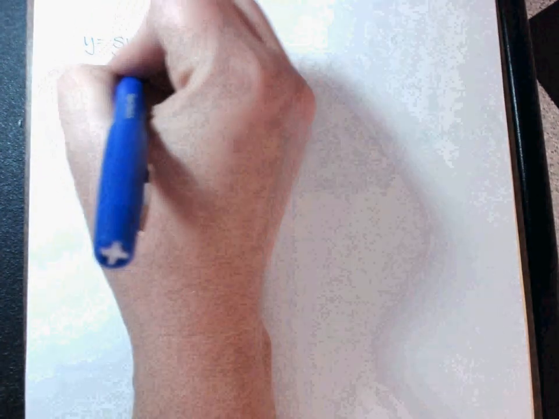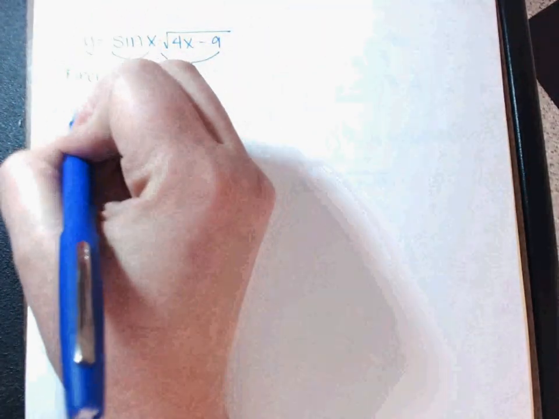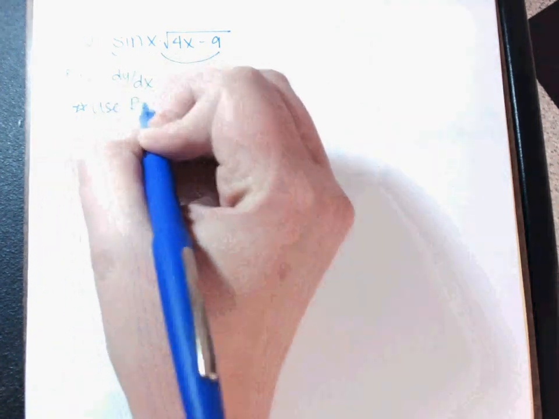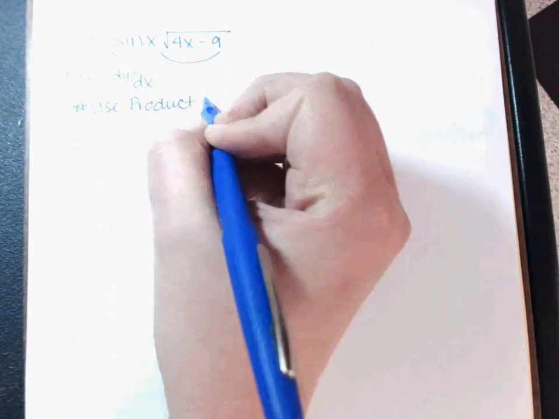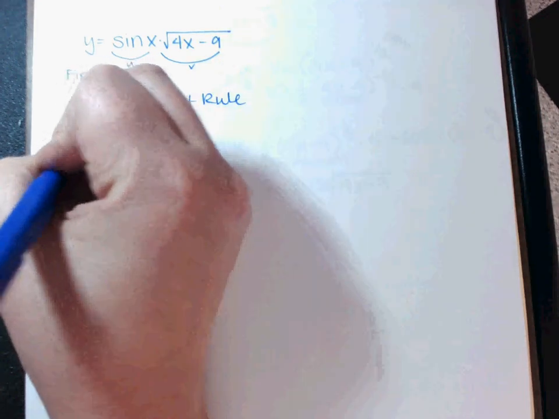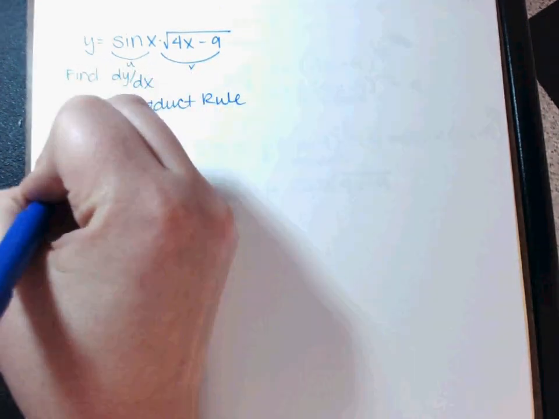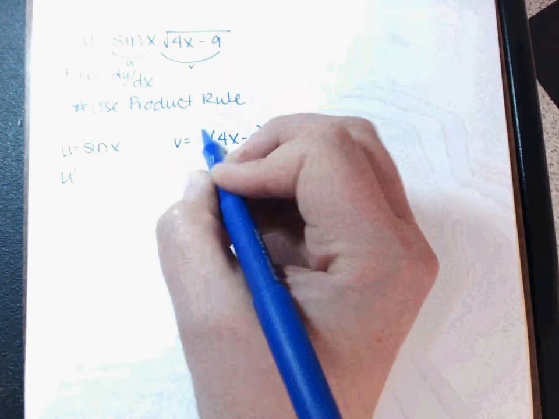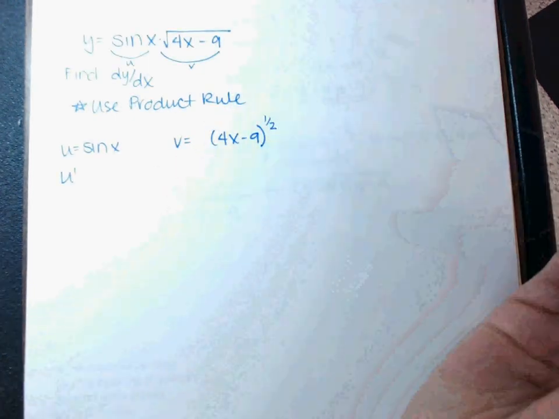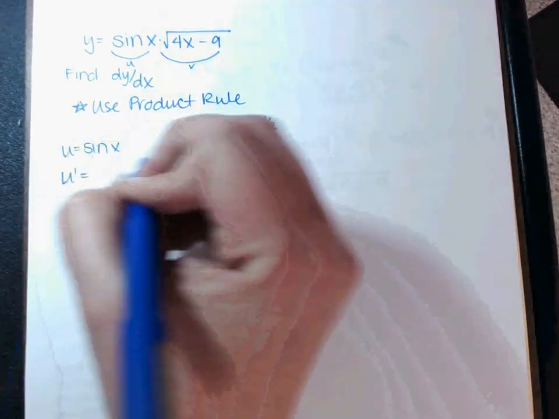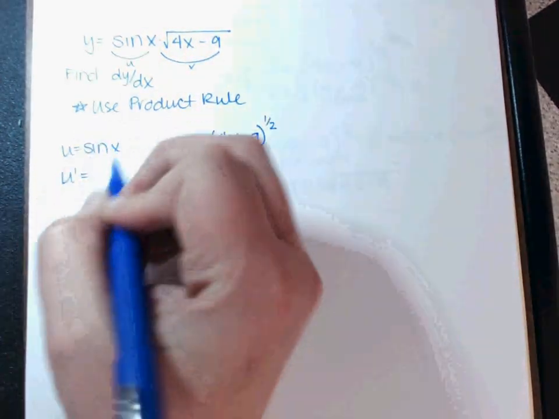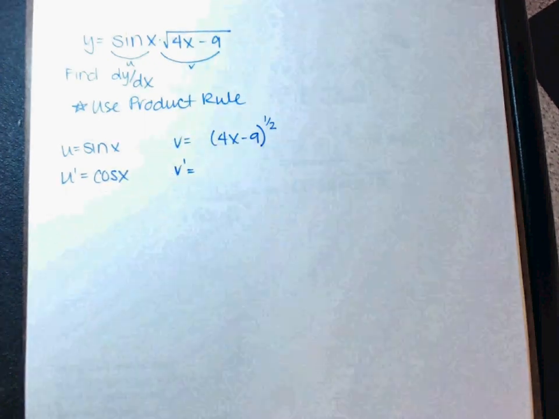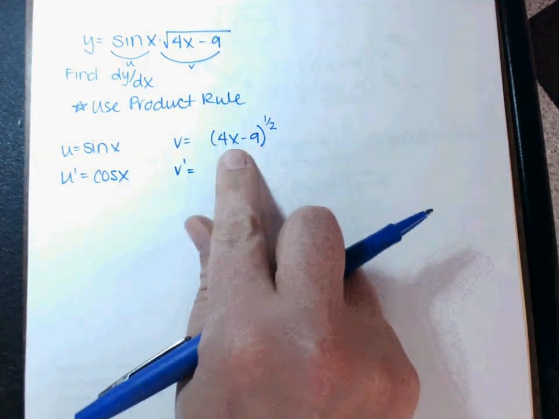Okay, so I'm going to have to do a product rule. So I'm going to split this up to be my u, that's going to be my v. So my u is sine x. My v is going to be 4x minus 9, and then instead of putting it in the square root, I'm going to put it to the 1/2 power. The derivative of sine here is cosine x. And then when I come to this side, I'm going to need to use chain rule.